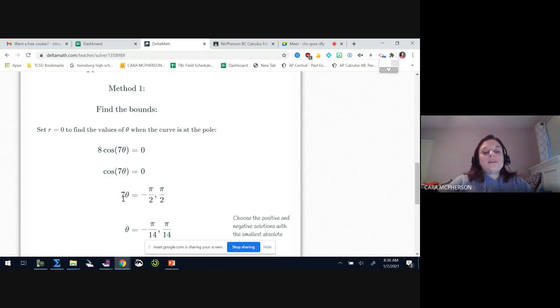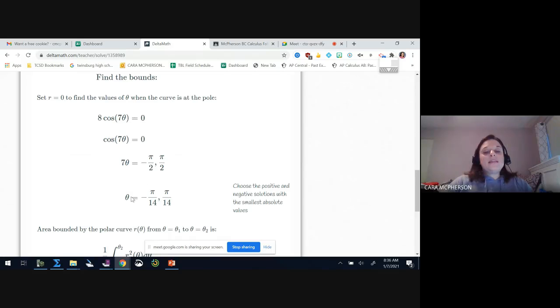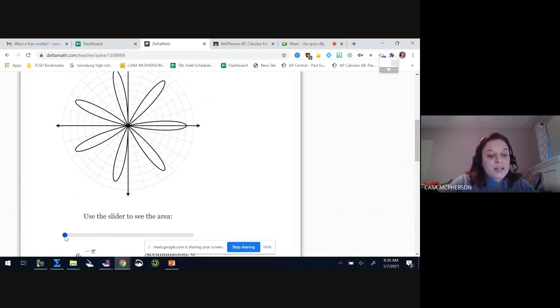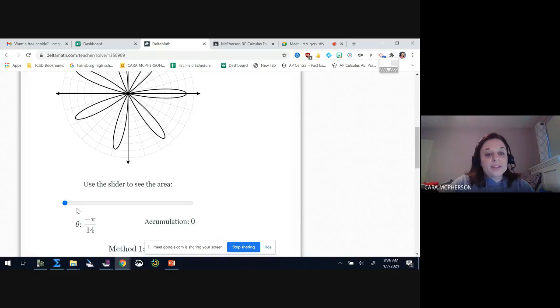So if we set 7 theta equal to either pi over 2 or negative pi over 2 and divide by 7, we get these as my boundaries. So what that's telling me, if I go back up to the picture, is my region, and I can use this little slider. This starts at negative pi over 14, and it starts to trace it all the way through, and you can see that area filling in, and it will trace it all the way until it gets to pi over 14.